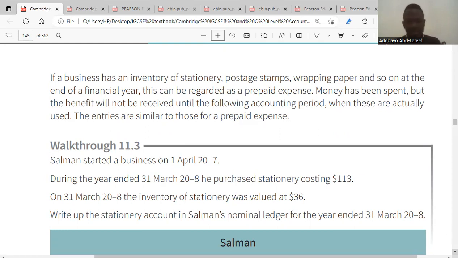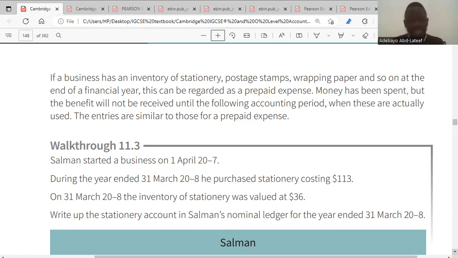So we have to prepare a stationery nominal ledger account. How do we prepare that? We open the stationery account. On the debit side of our stationery account, we're going to have March 31 cash for $113. Then on the credit side of our ledger, we're going to have the income statement. The difference between the amount we bought, which is 113, and the value of the stationery, which is 36. So 113 minus 36 will make up our income statement, which is $77.